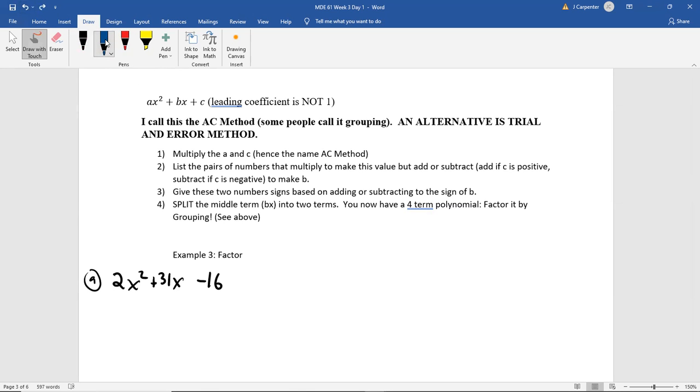So to the side, I write what A times C is. That's a positive 2 times a negative 16, which is a negative 32. And then we write all pairs of numbers that multiply to 32, which would be 1 times 32, 2 times 16. 3 won't go in. 4 would go in 8 times. 5 won't go in. 6 won't go in. 7 won't go in. 8 will go in 4 times. That's our repeat, so we're done.